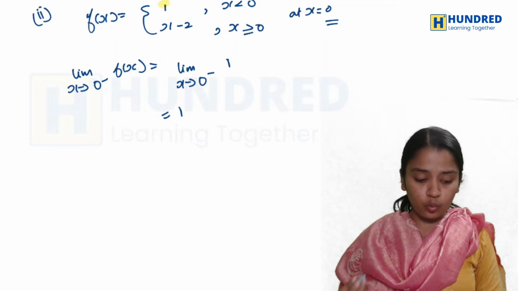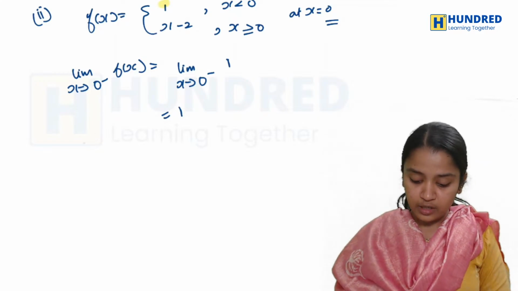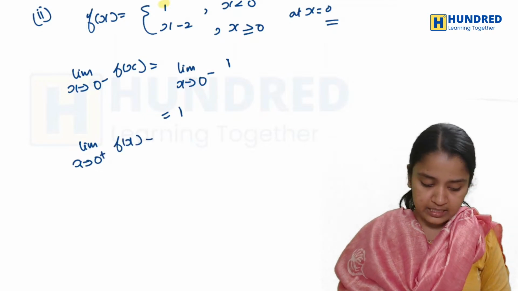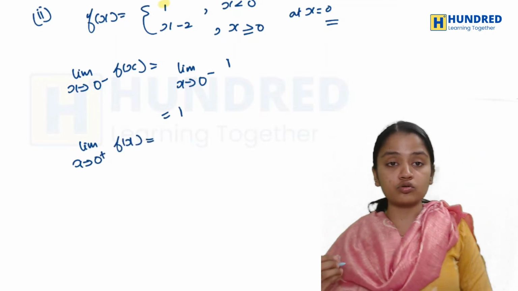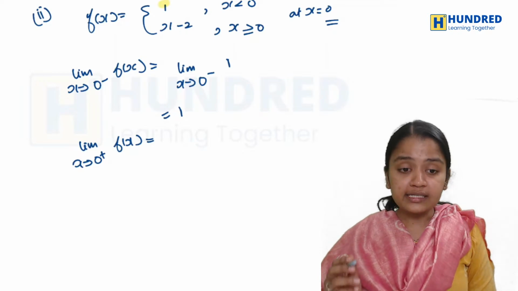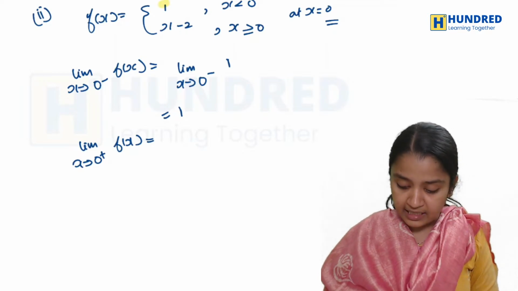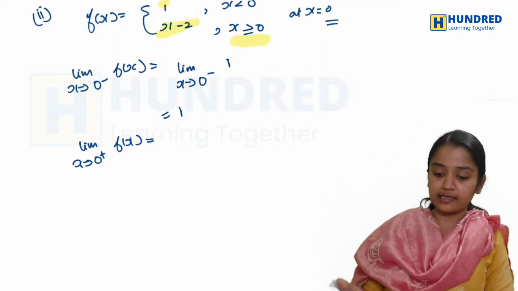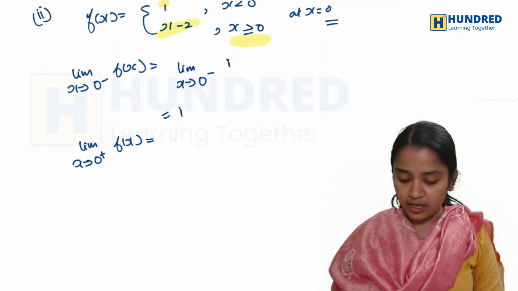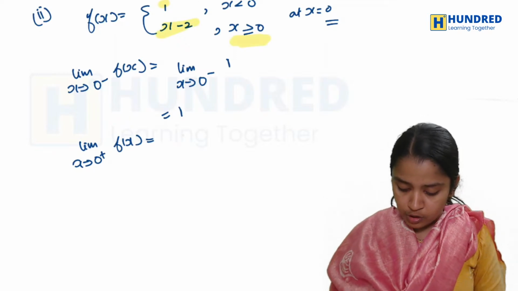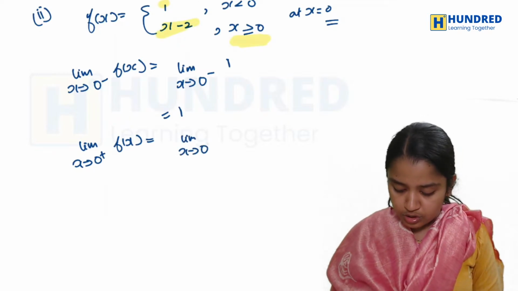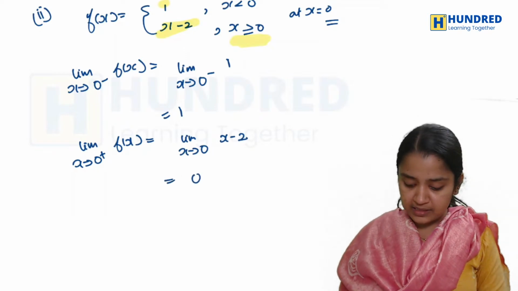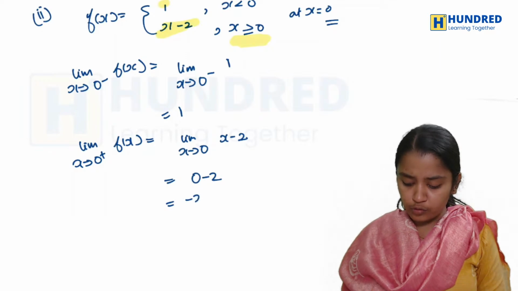Now what about my right hand limit? Limit x tends to 0 plus f of x. What is my function value for x greater than 0? 0 plus means right hand limit, so it should be greater than 0, which means x minus 2 is my function. So limit x tends to 0 of x minus 2, substituting 0, it will be 0 minus 2, which is equal to minus 2.